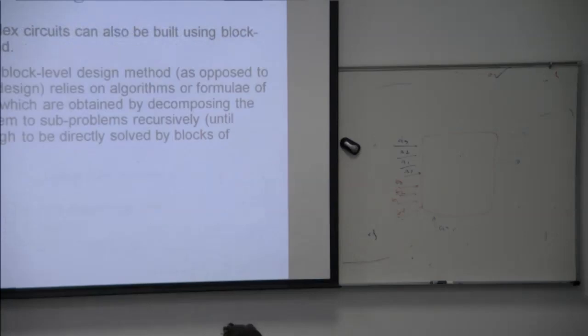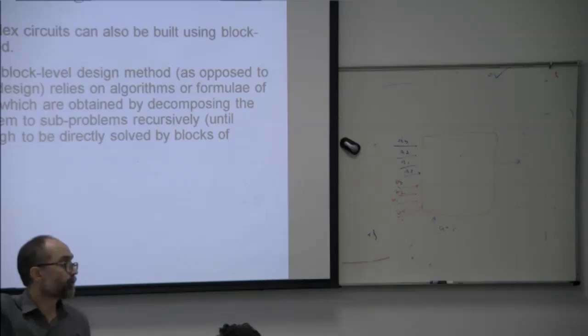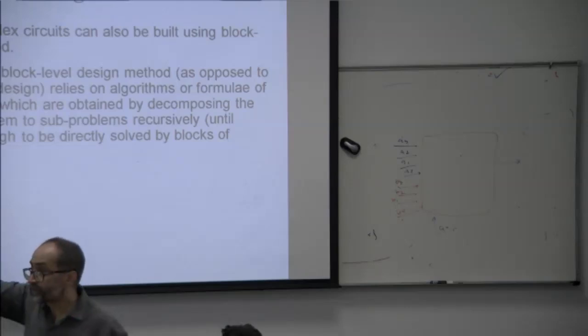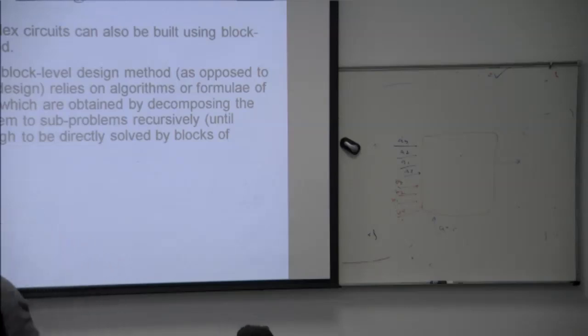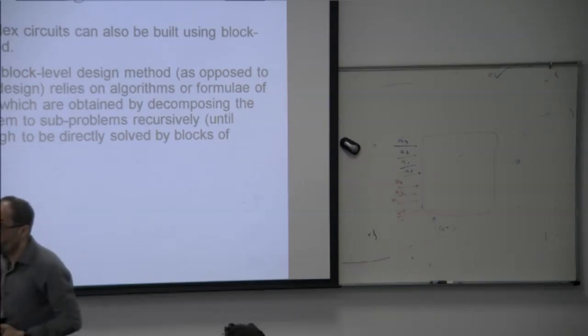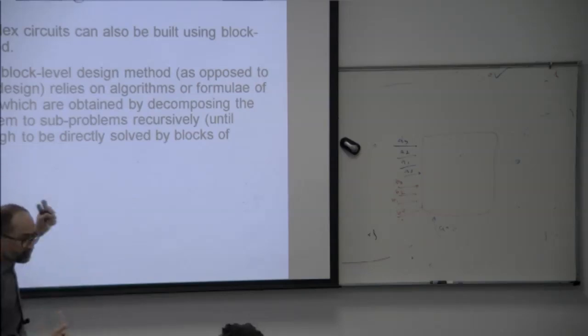The previous method we were using was the Karnaugh map method. The Karnaugh map method is only suitable for about 4, 5, or 6 variables, maximum 6. More than 6, it's very difficult to solve. So if some problem cannot be solved using the Karnaugh method, we should use the block level design method. I'll explain the block level design method next. The block level design method is opposed to the gate level design. The Karnaugh map is the gate level design, and now we are going to discuss the block level design method.